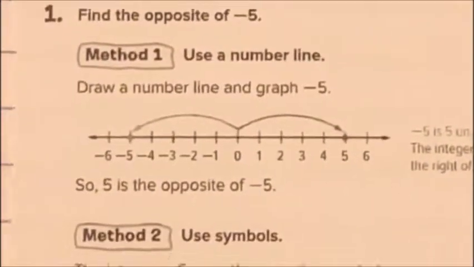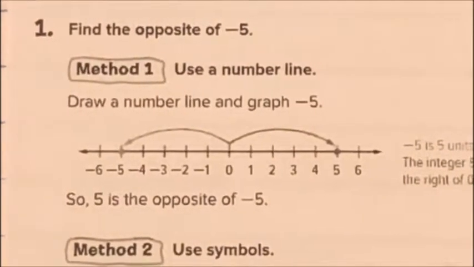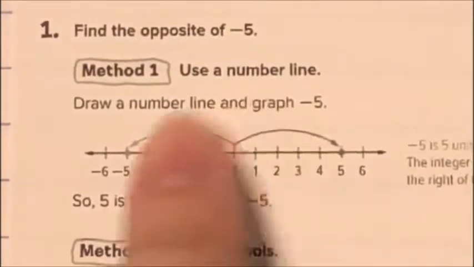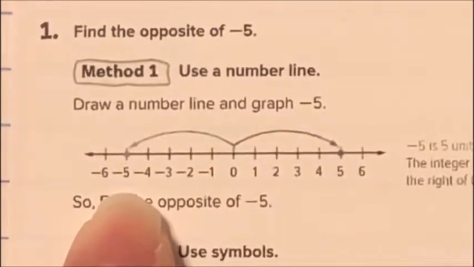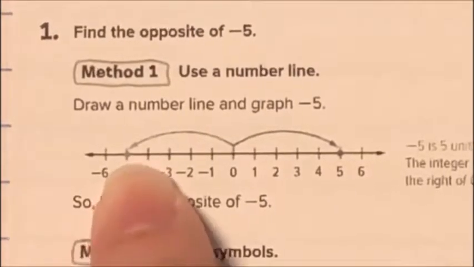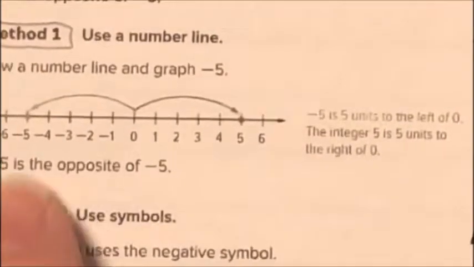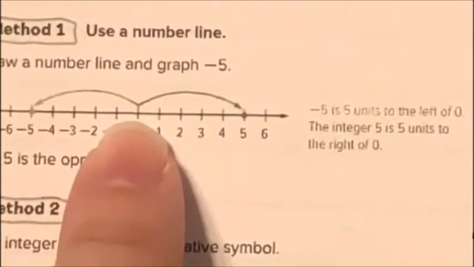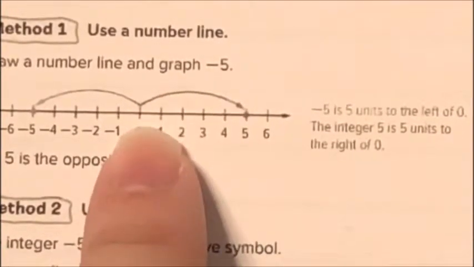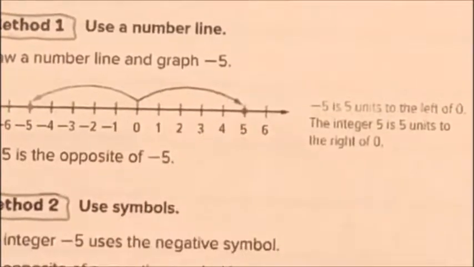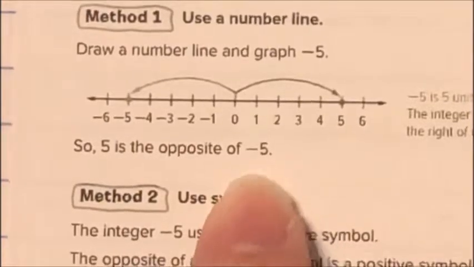All right, number 1, let's look at some examples. Number 1 says find the opposite of -5. So method 1, I can use a number line. I draw a number line and graph -5. So there's -5, right? So -5 is 5 units to the left of 0, right? And the integer 5 is 5 units to the right of 0. So 5 is the opposite of -5.